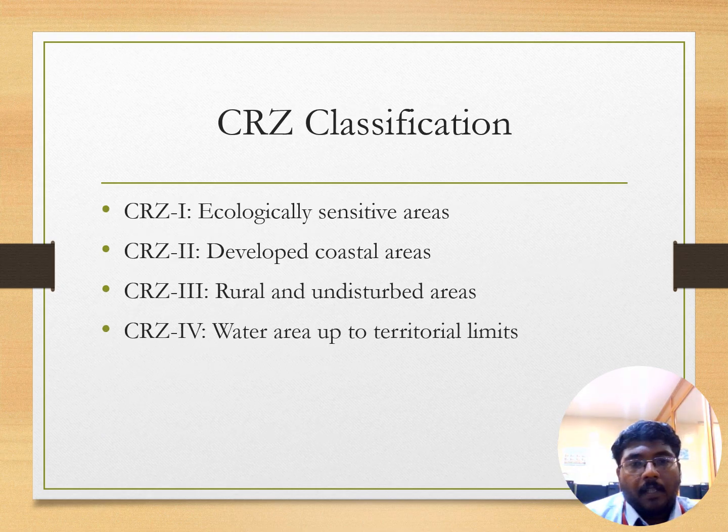Next we see about the classification under the Coastal Regulation Zone. They are classified into four different types: CRZ 1, CRZ 2, CRZ 3, and CRZ 4. Zone 1 is named as ecologically sensitive area, zone 2 is developed coastal area, zone 3 is rural and undisturbed area, and zone 4 is water area up to the territorial limit.